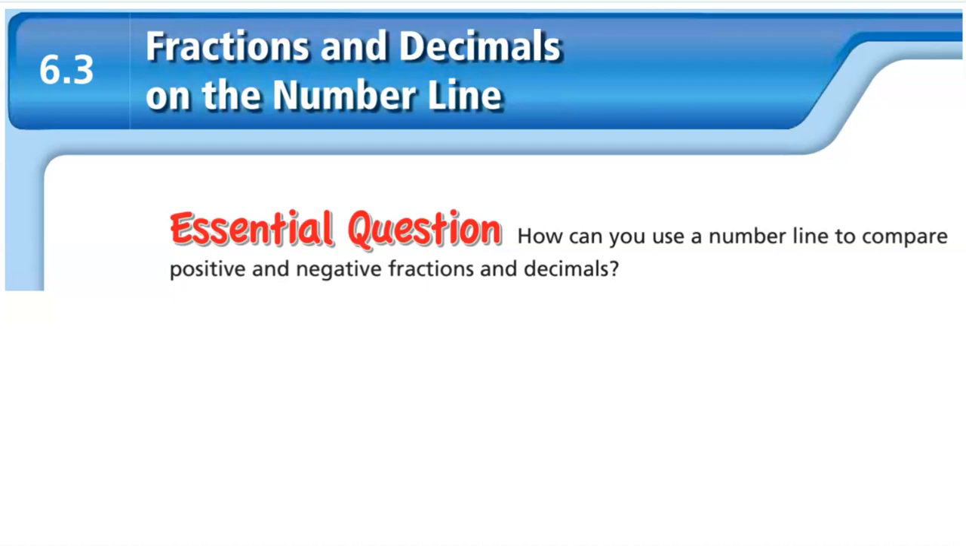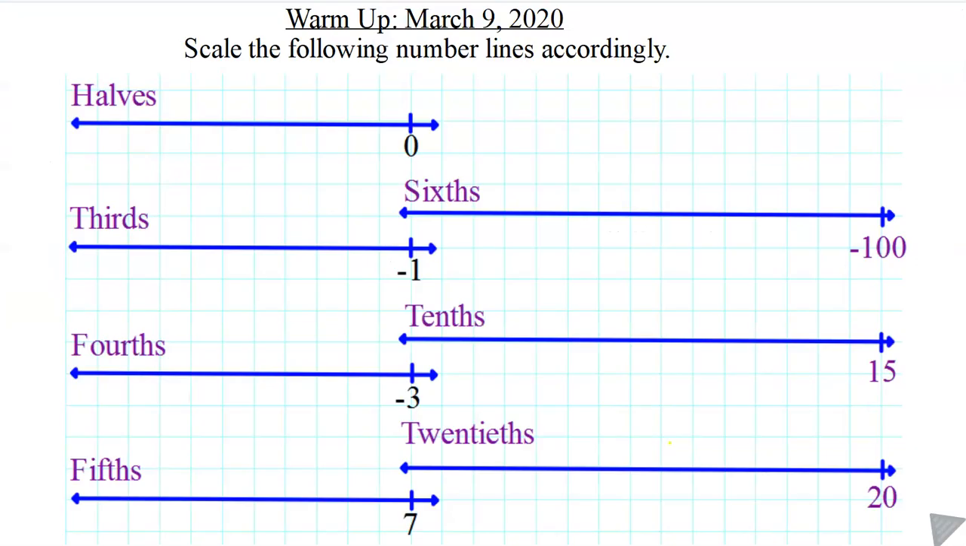Hello, today's lesson is fractions and decimals on a number line, and it's section 6.3 in the Big Ideas Math textbook. And the essential question is, how can you use a number line to compare positive and negative fractions and decimals? So let's go ahead and get started on the warm-up that's on your notes.